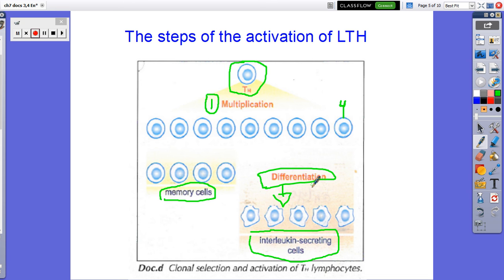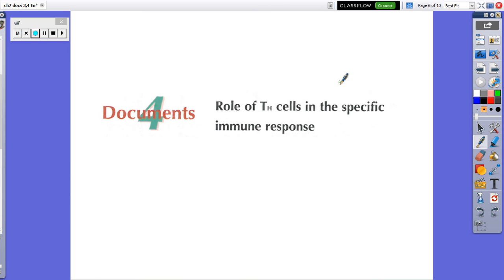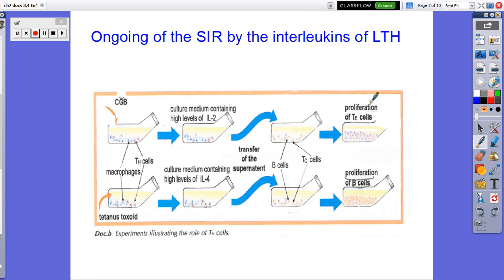Interleukins are among the family of cytokines. They are chemical substances that are secreted by activated and differentiated TH, and once secreted in the blood, they activate the other components of the immune system in order to determine the type of the immune response, if it is humoral or cell mediated. So in this document we will study in detail how these TH determine the ongoing of the specific immune response through the secreted interleukins.